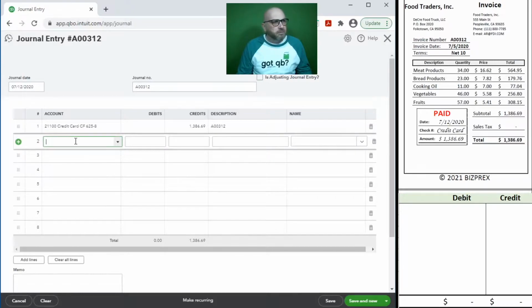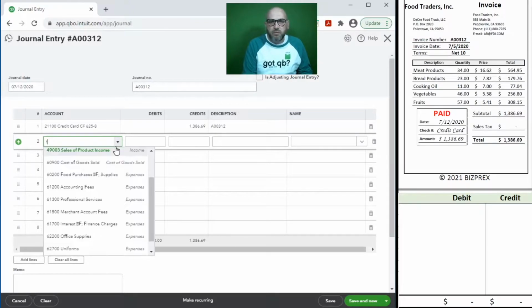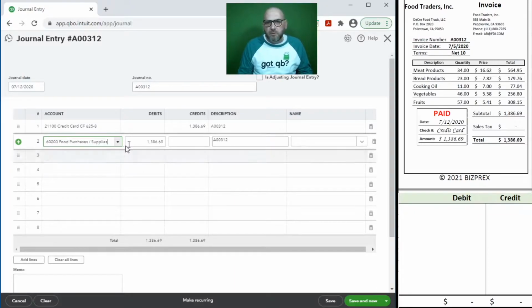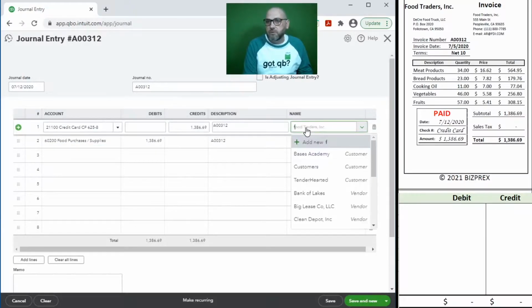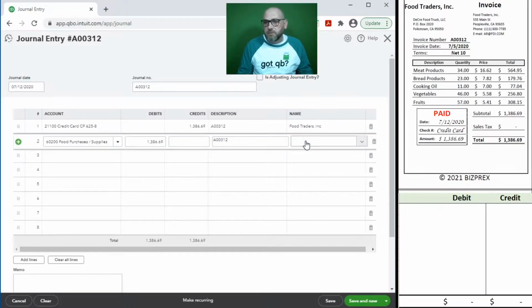And what else is happening? Our expenses go up. So our food purchases go up, and expenses go up when debited. And again, we don't need to reflect it here because beautifully, the journal entries interface gives us debits and credits, right? So this amount right here is a debit to account 6200, and this amount is a credit to account 21,100. Dates are correct. 7/12, credit card, all good to go. Let's move forward. And we could add the name right here in case you're wondering, just to affiliate it and give us an additional piece of information.